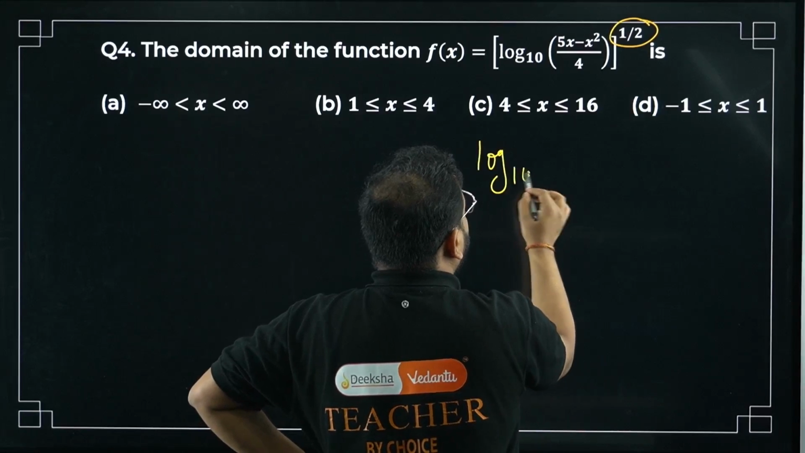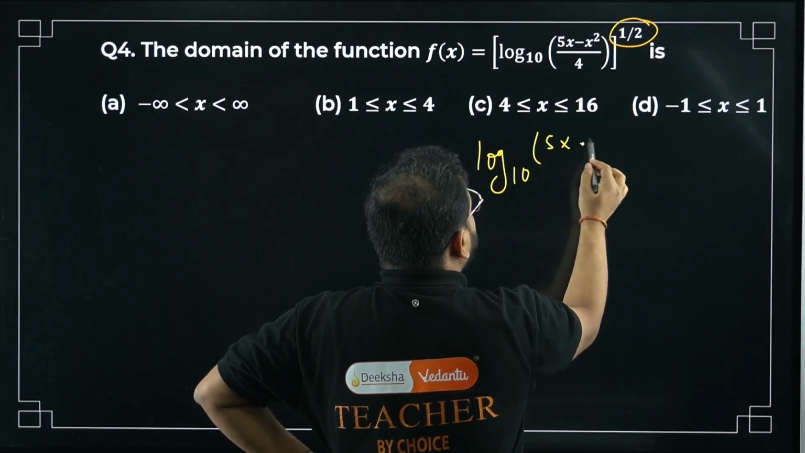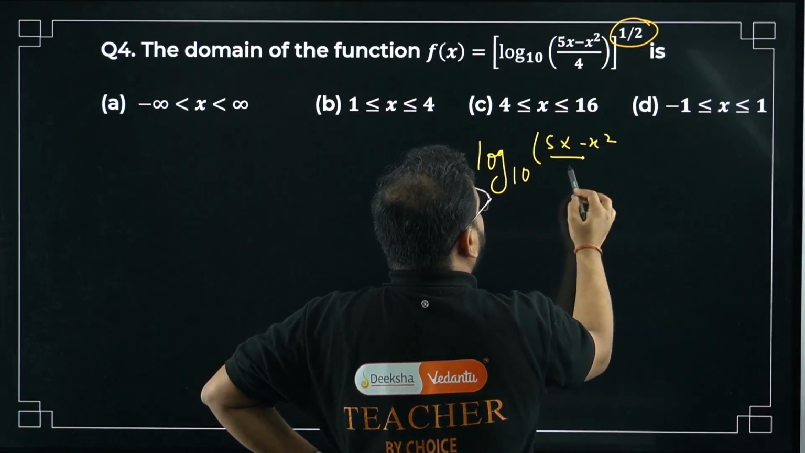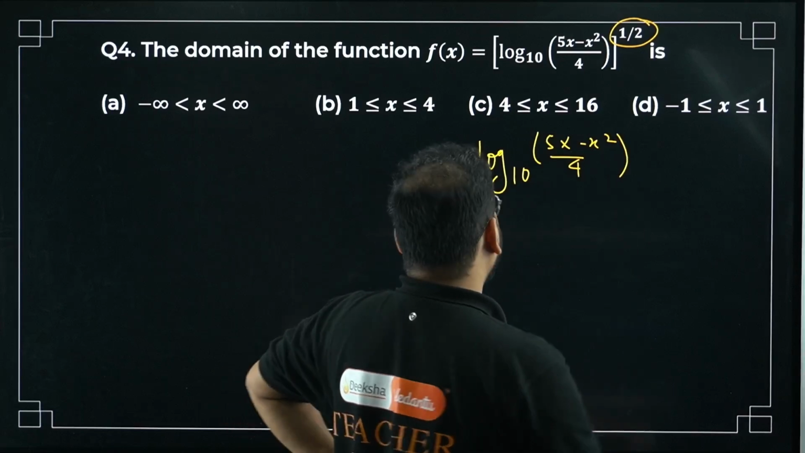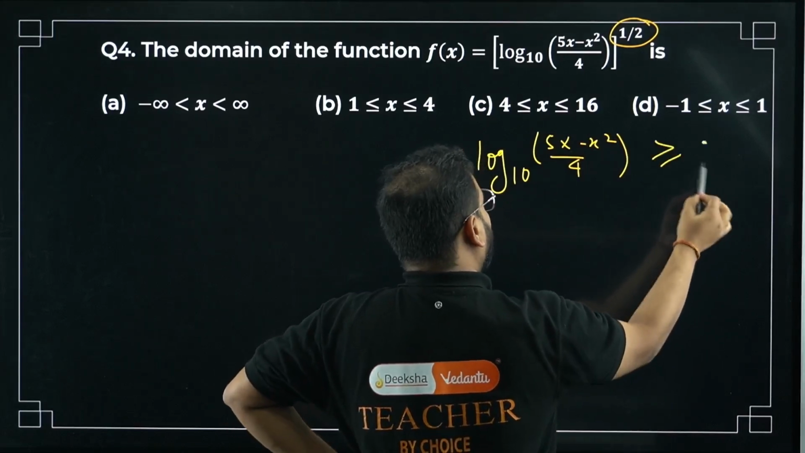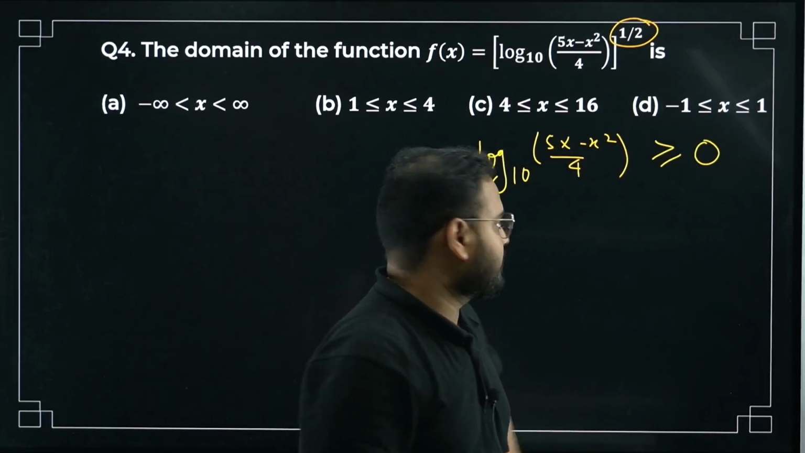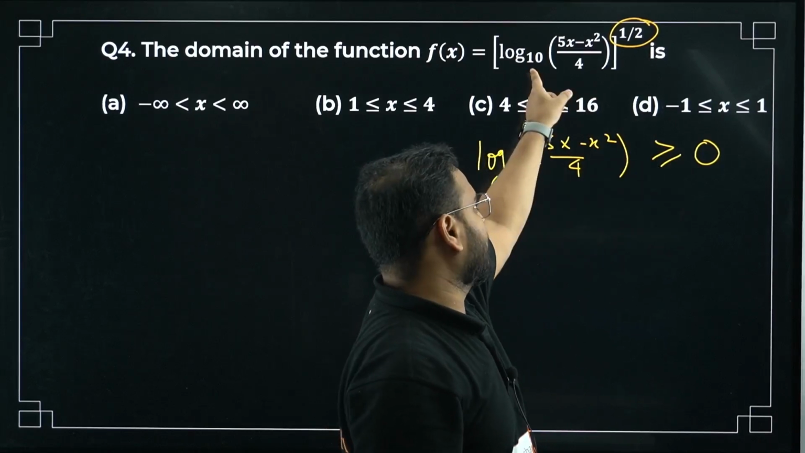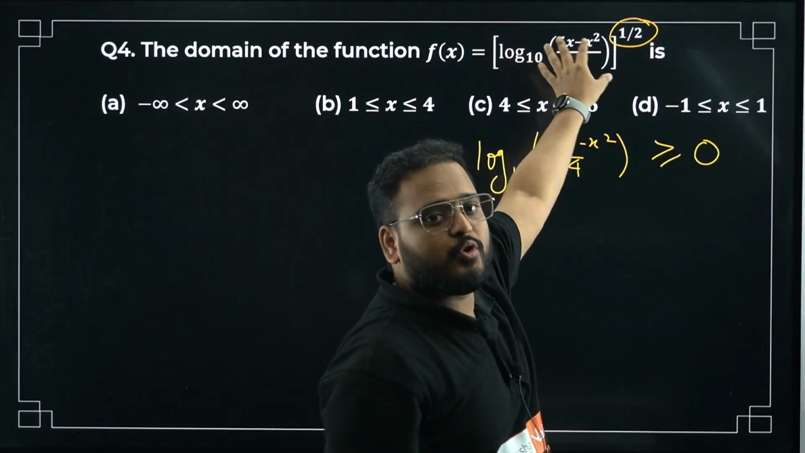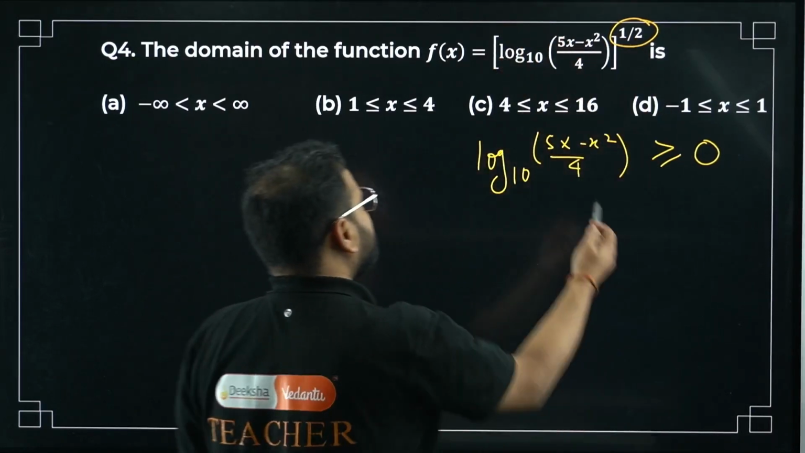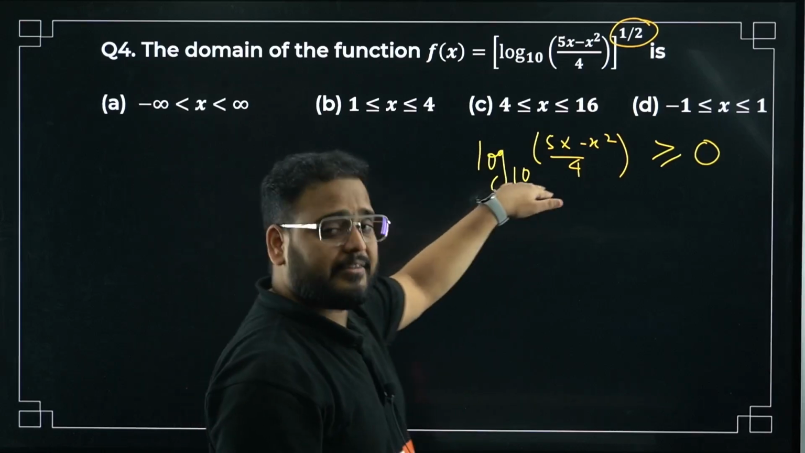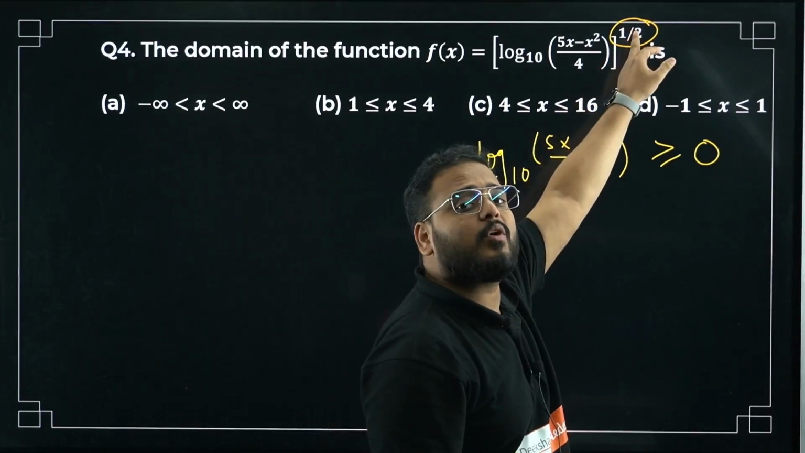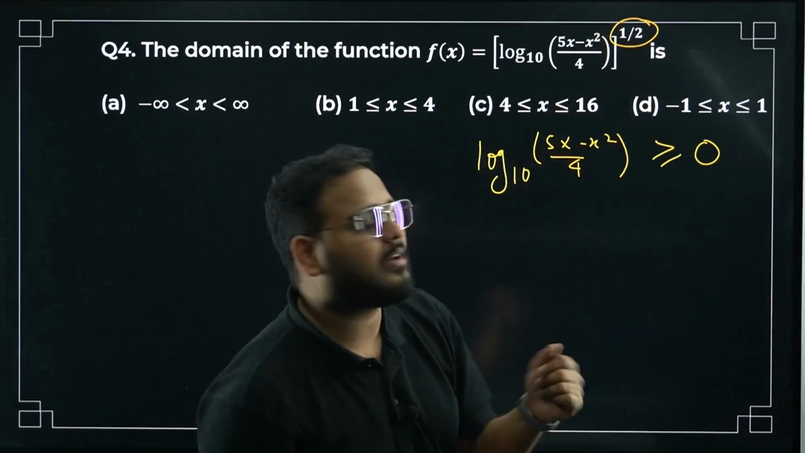Log base 10 of (5x minus x square by 4) should be always greater than or equal to 0. Will there be an equal to sign? Yes, it is in the numerator, so this whole thing can become 0 also. Root 0 will be simply 0. So this has to be greater than or equal to 0, but it can never be negative, because the power 1 by 2 means root, and root can never operate on negative values.